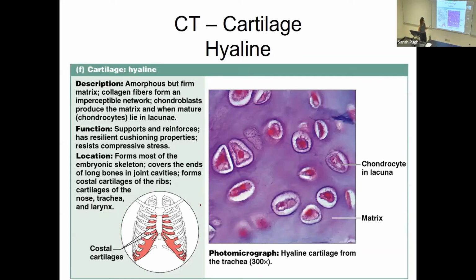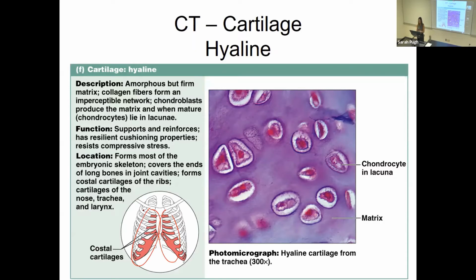So this is a great example of hyaline cartilage. We find hyaline cartilage in the sternum, in that bony thorax connecting the ribs to the sternum. So you can see in pink here. That is what we call our costal cartilage.